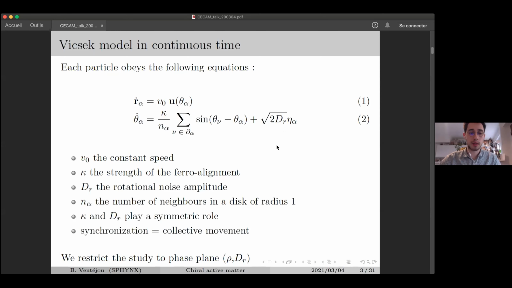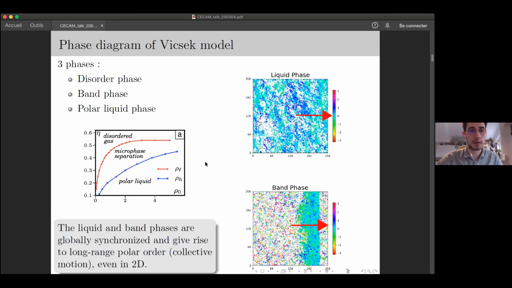So here we can see that kappa and dr play a symmetric role. In the Vicsek model, there are 3 parameters: the density, the noise, and the strength of the alignment. Because kappa and dr play a symmetric role, we will restrict the study to the plane density-noise. Then we see that there is an alignment. If the alignment is strong, we should get a synchronization of the polarization. It means that it should give a collective motion. So let's have a look at the phase diagram.